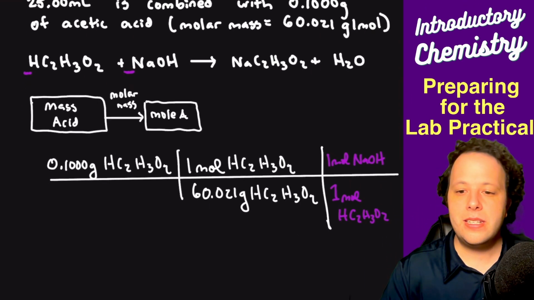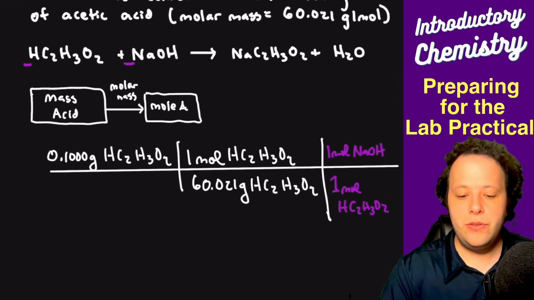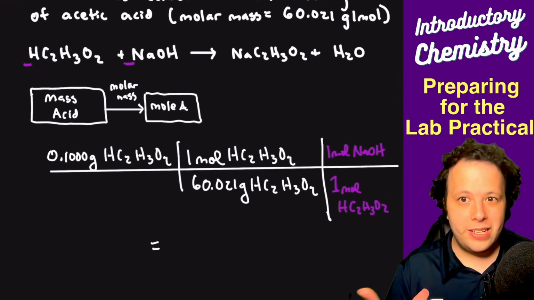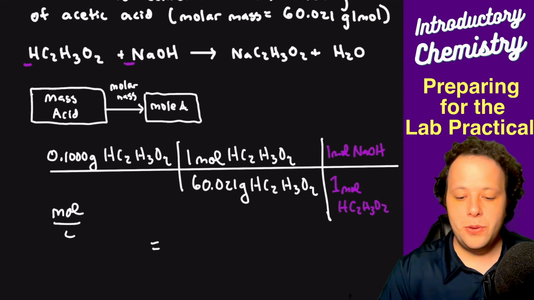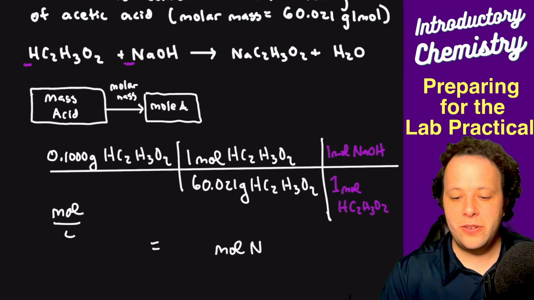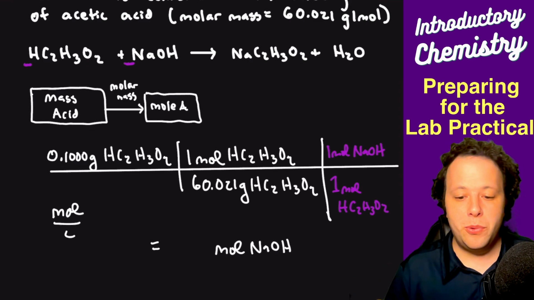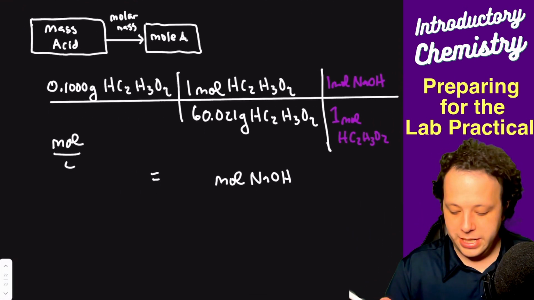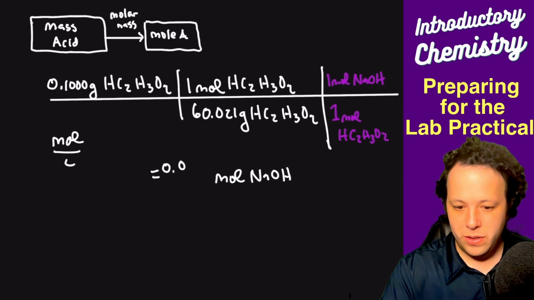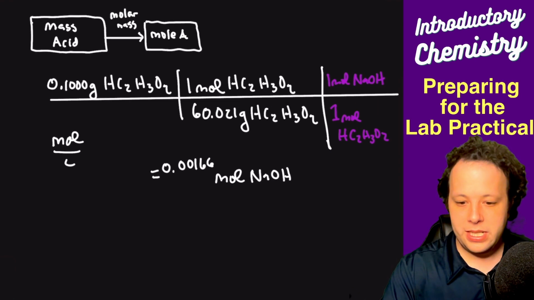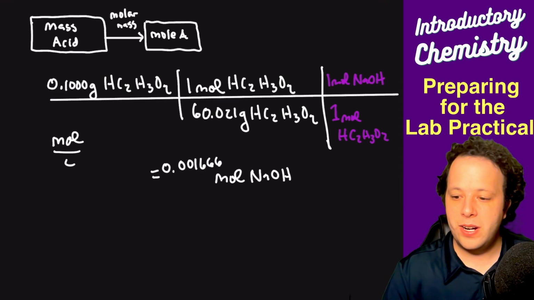Now, you're not done because you need to figure out your molarity. This is where earlier I said you've got to know molarity, right? It's moles over liters. So we're going to solve for the moles of sodium hydroxide. Once we do 0.1 divided by 60.021, you're going to get 0.001666 moles of sodium hydroxide.